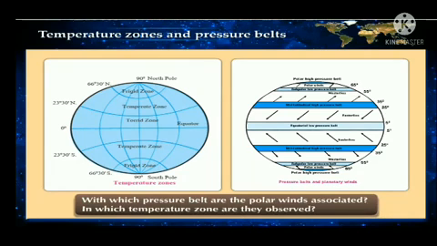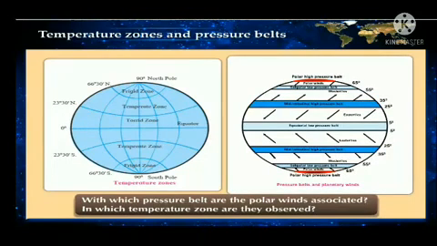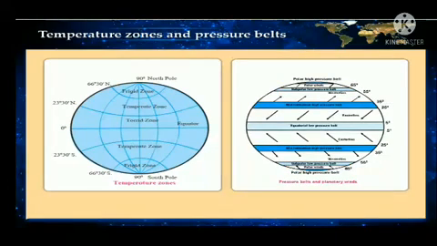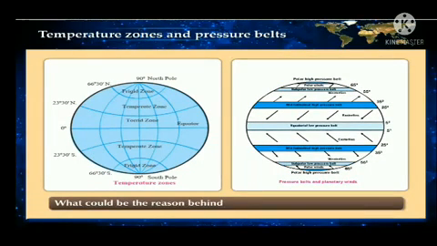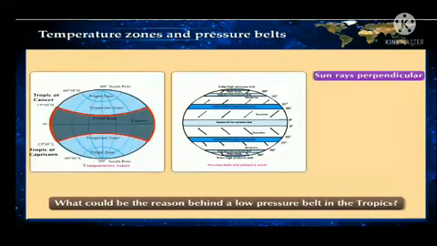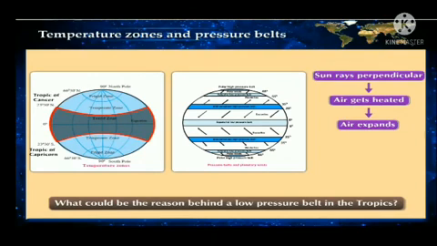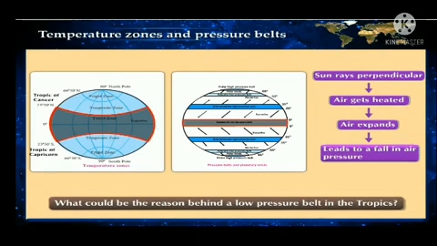The polar winds are associated with the polar high pressure belts, and the polar winds are observed in the frigid zones. What could be the reason behind low pressure belt in the tropics? In the tropics, that is between the Tropic of Cancer and the Tropic of Capricorn, the sun rays can be perpendicular. Hence, the air in this region gets heated, it expands and becomes lighter. This in turn leads to a fall in the air pressure. This could be the reason behind a low pressure belt in the tropics.